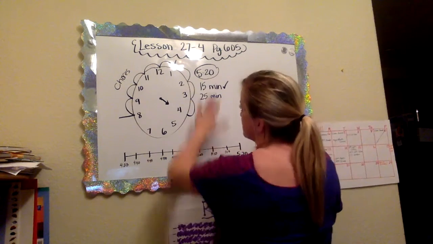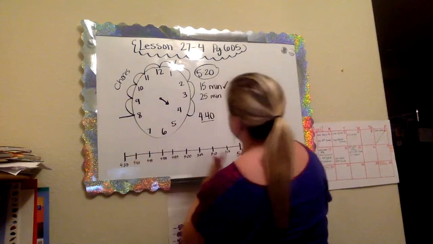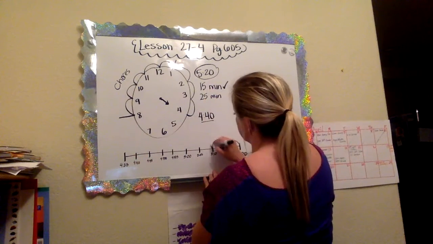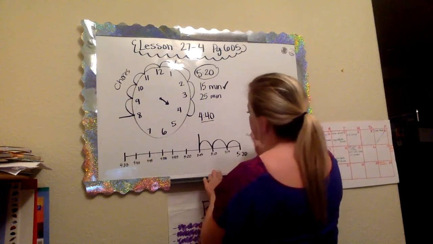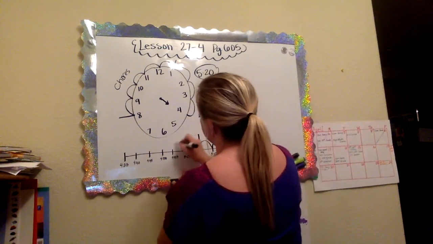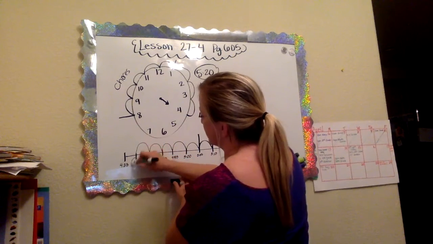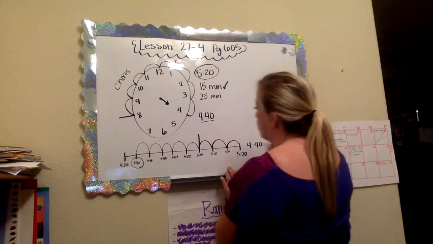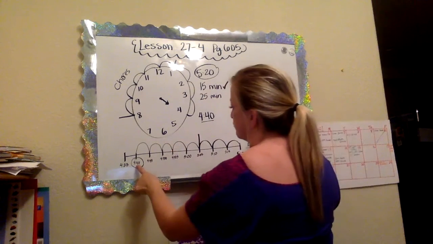Now, just like I went backwards on the clock, I'm going to go backwards on my number line. So I'm going to do the 15 minutes first. 5, 10, 15. Okay, cross that off. Now 25. 5, 10, 15, 20, 25. And I land on 4:40. So both of them tell me that he needs to start at 4:40 at the latest.